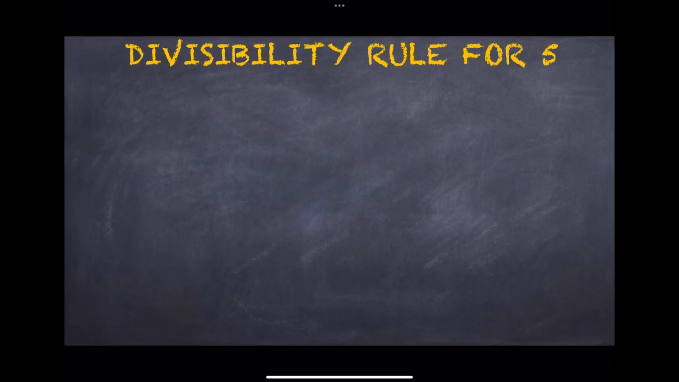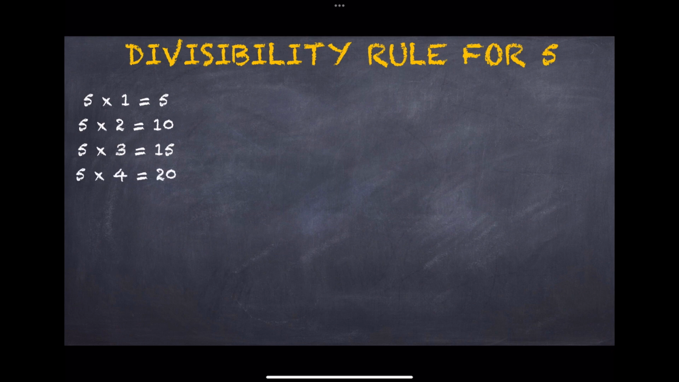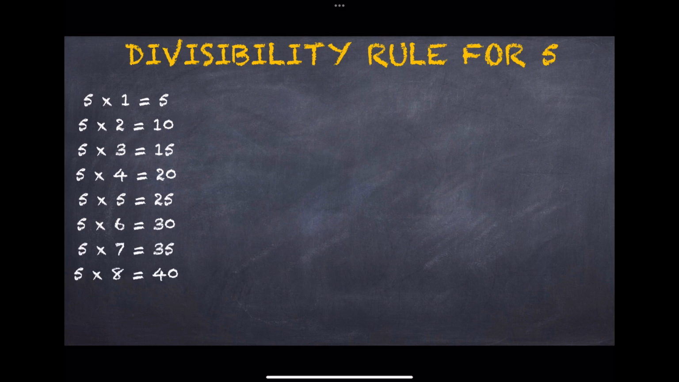Before I disclose the divisibility rule for 5, let us quickly go through the multiplication table of 5. So, 5 times 1 is 5, 5 times 2 is 10, 5 times 3 is 15, 5 times 4 is 20, 5 times 5 is 25, 5 times 6 is 30, 5 times 7 is 35, 5 times 8 is 40, 5 times 9 is 45, and 5 times 10 is 50.